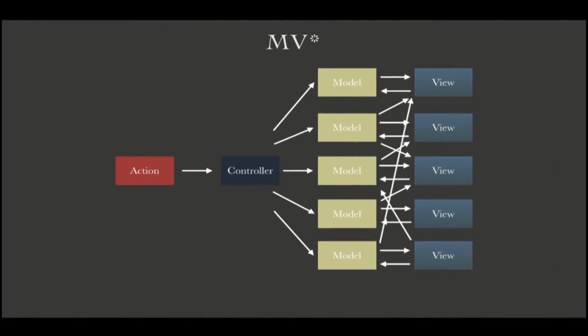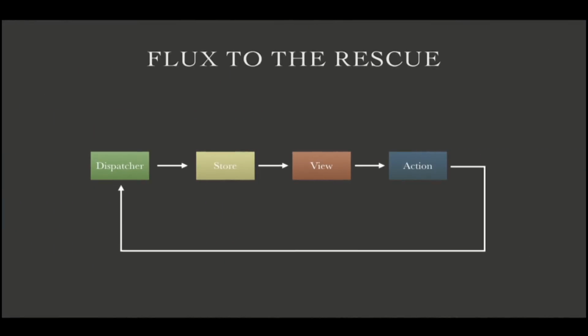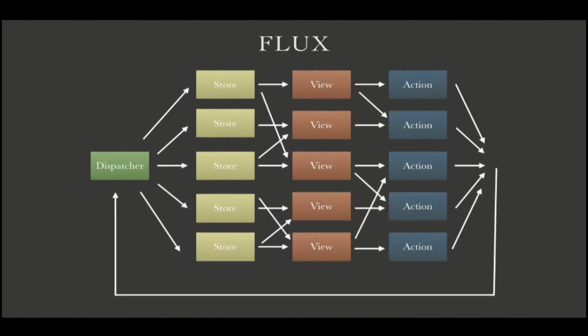I said earlier that there is a problem because we do not know if there is an infinite loop. We have a lot of dependencies between components. And I said that Flux is going to help us. But as I think, those two don't match because we have a lot more views than in MVC. So it looks a bit more like this.